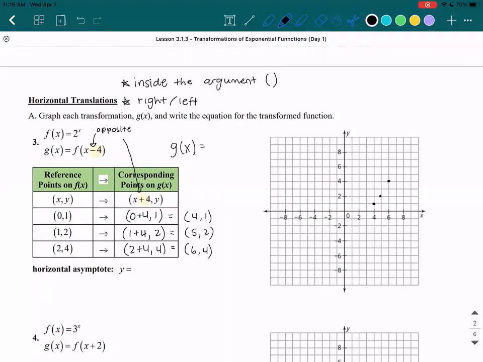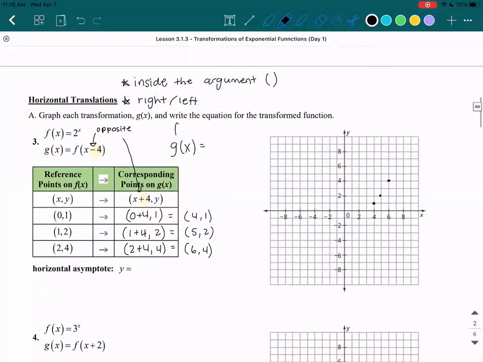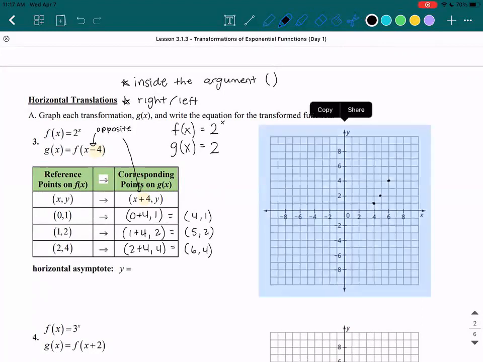So f of x is supposed to be just, here, let me write it up here. F of x is supposed to be 2 to the power of x, right? But g of x is supposed to be f of x minus 4. We're changing the x into x minus 4. We're changing the argument, the input, changing the x value. So it's now 2 to the power of x minus 4.